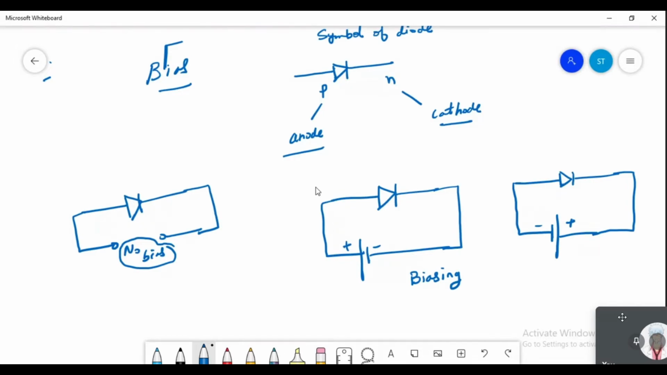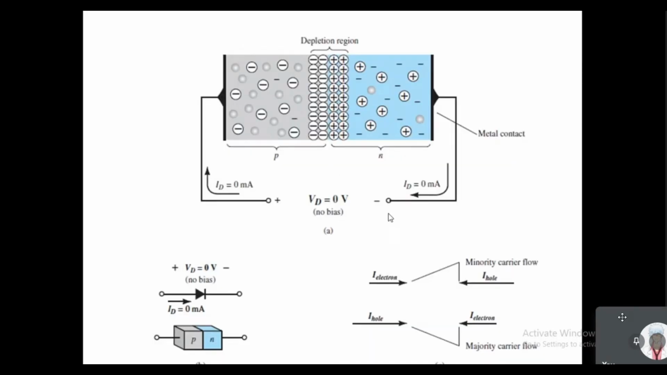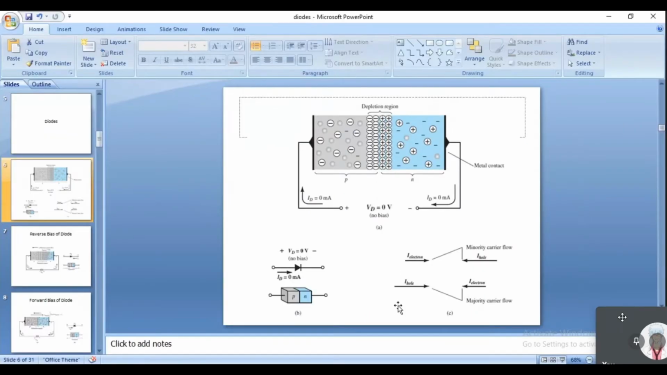Okay. So what you have done is that you started with a no bias condition, and you have seen how the diode looks in the absence of bias. It looks like figure A: there is a P region, there is an N region, then there is a depletion region. And you have also seen that there is a majority charge, there is a minority charge, and what the symbol of a diode is. Now we are talking about biasing.